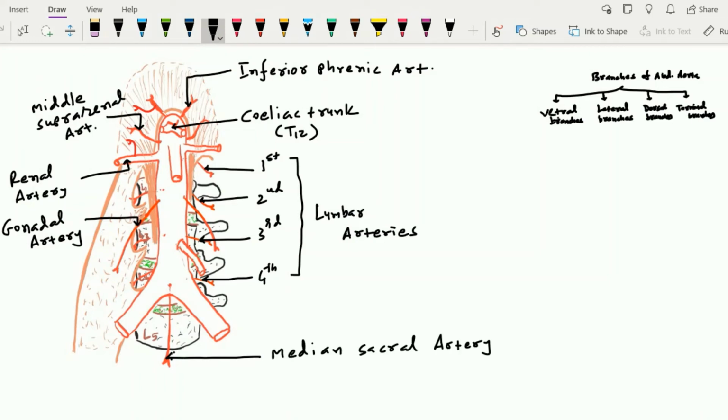And at the end, the 2 terminal branches of the abdominal aorta are the right and the left common iliac arteries. So this is all about the abdominal aorta.